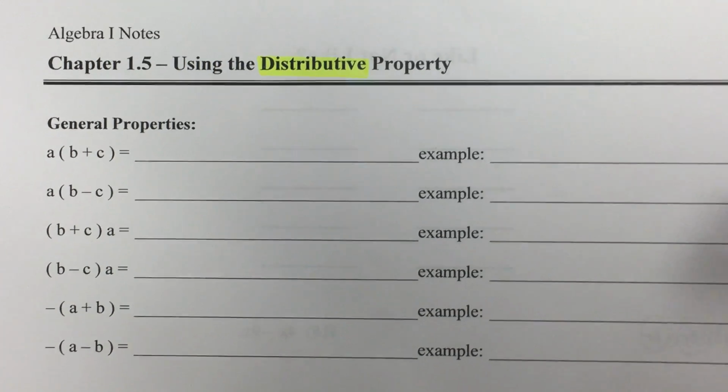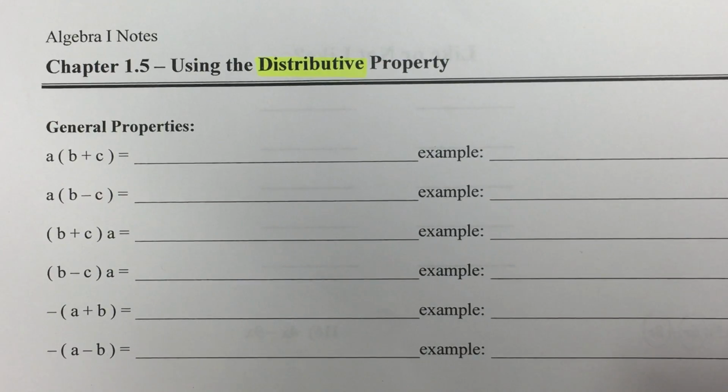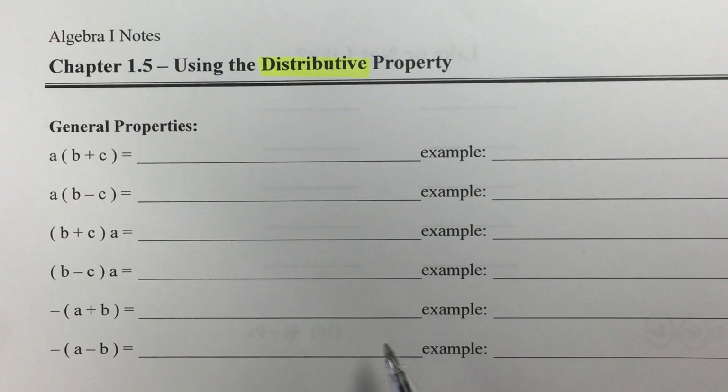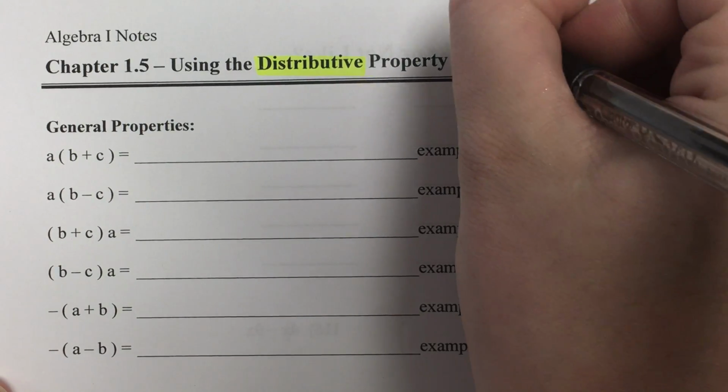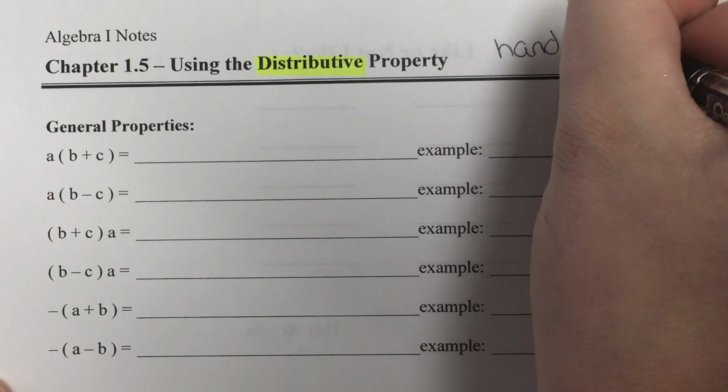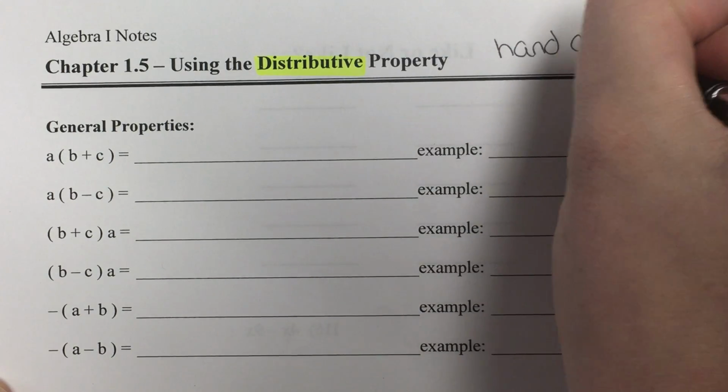What else? When your mailman is distributing mail, everybody on the street gets their mail. So everybody is included. Everybody gets mail. When you go trick-or-treating with your friends or siblings and you knock on somebody's door and they give everybody candy, everybody gets candy. One for this person, one for this person, one for this person. So when you distribute, it means that everybody gets one. Okay, so hand out or give out to everyone.